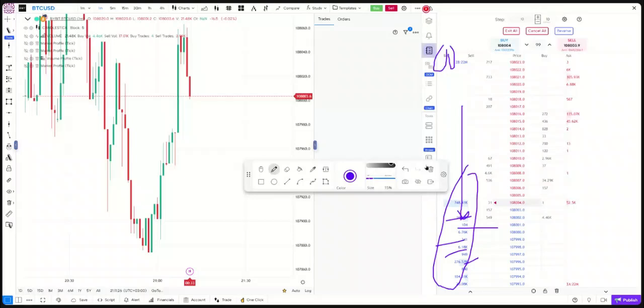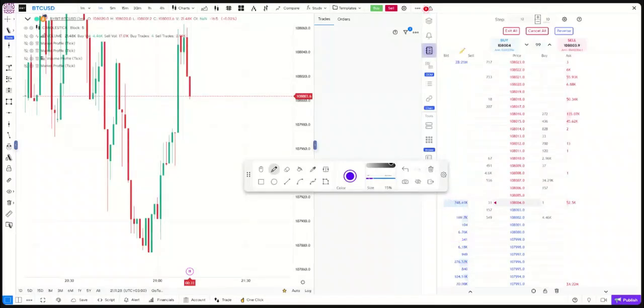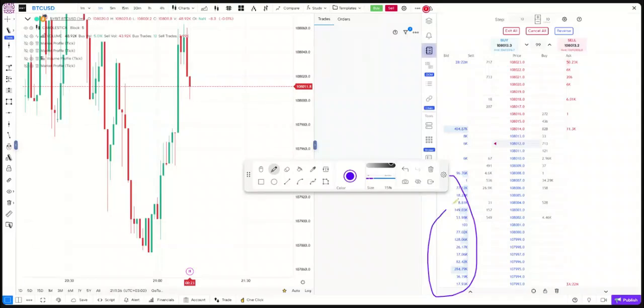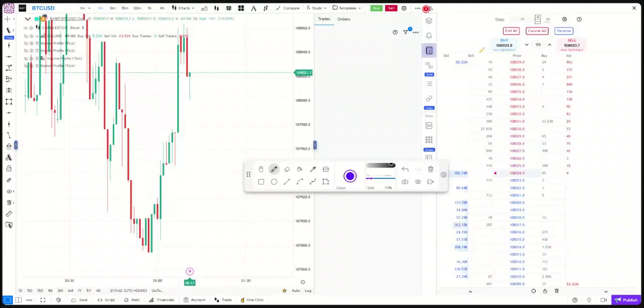So the blue ones are buy limit. Don't get confused, know that there is bid and there is also buy. So don't confuse between buy limits and buys. These are the pending buy limit orders that are in the market. After that there is sell. I hope you get that there is sell.